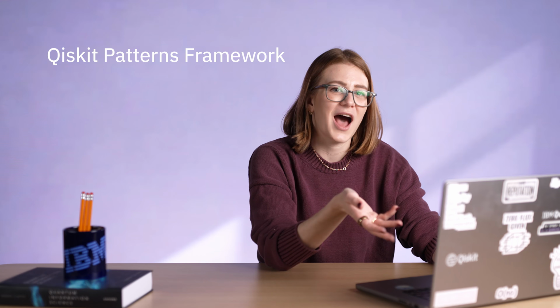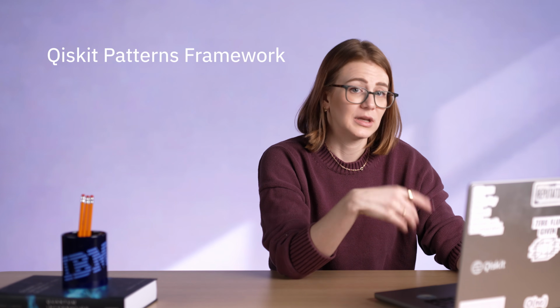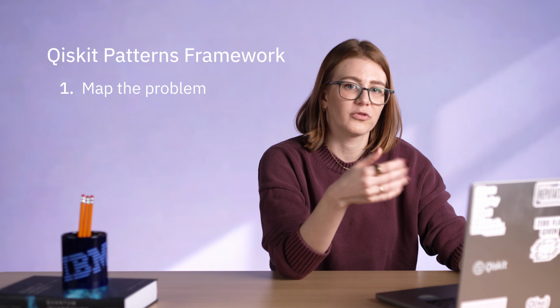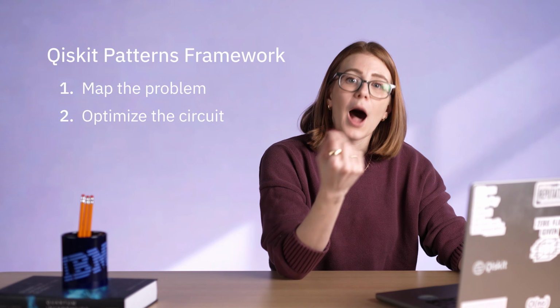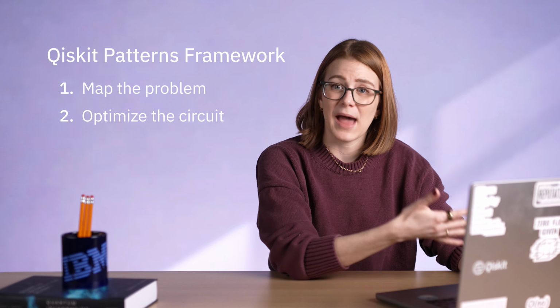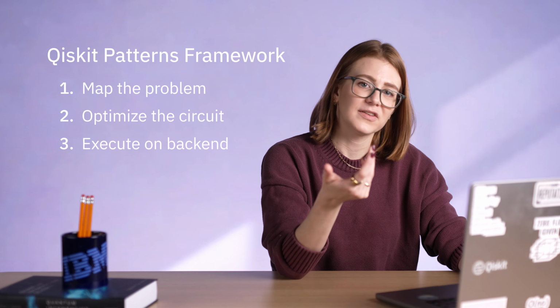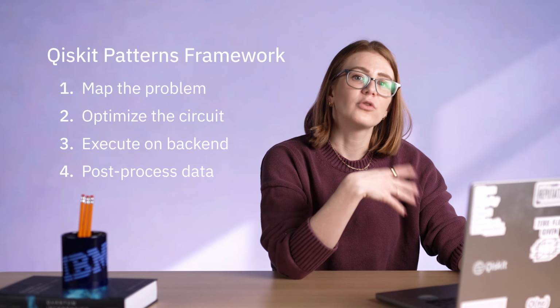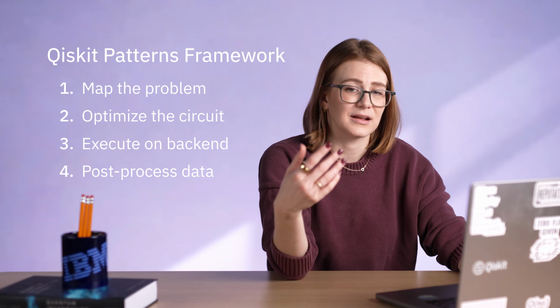When writing Qiskit code for an experiment, it's useful to follow the Qiskit patterns framework. This framework breaks a quantum computing task into 4 steps. Number 1, map the problem to a model that can be represented by quantum circuits. 2, optimize the circuit to run on a specific backend. 3, execute the optimized circuit on the selected backend. And 4, post-process the raw measurement data.